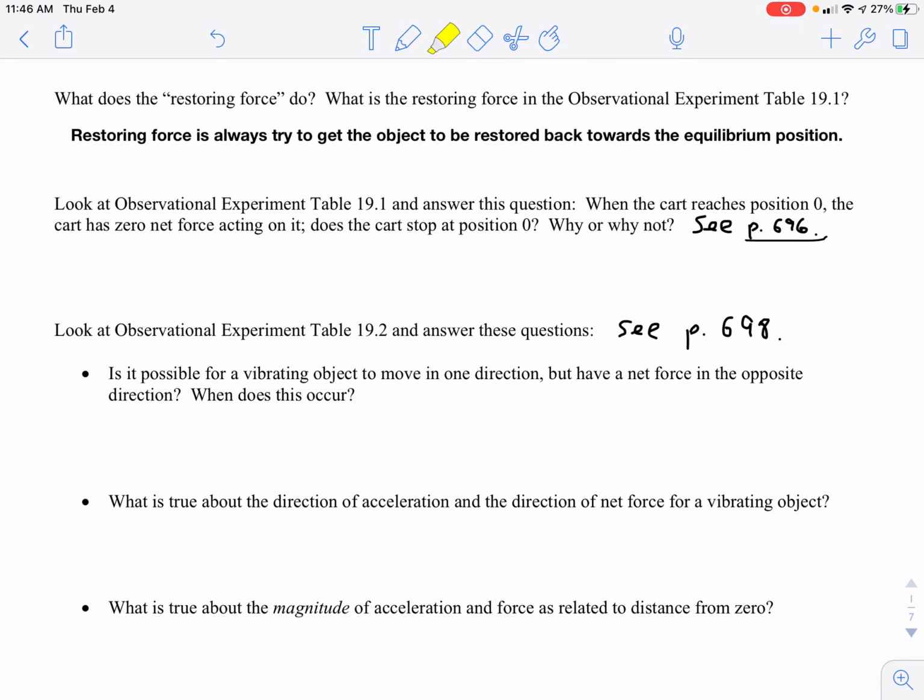Again, please take time to seek out page 696 for observational experiment 19.1 and page 698 for observational experiment 19.2. We will be going over these observational experiments in next week's class. That would be Monday for period 1, and that would be Tuesday for period 6.